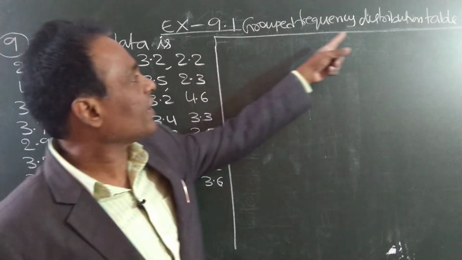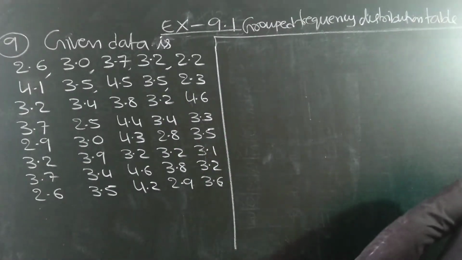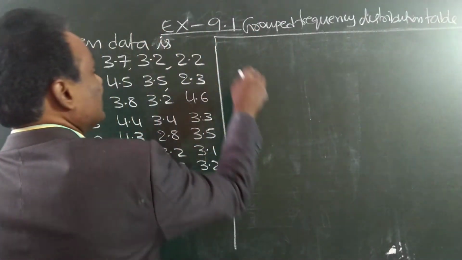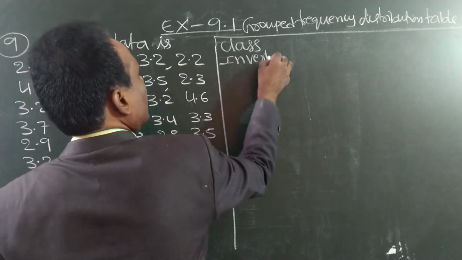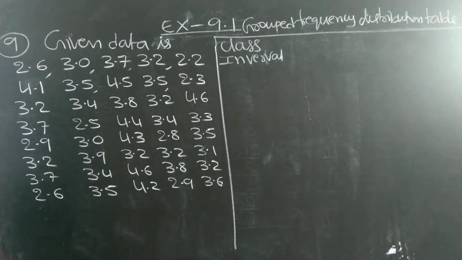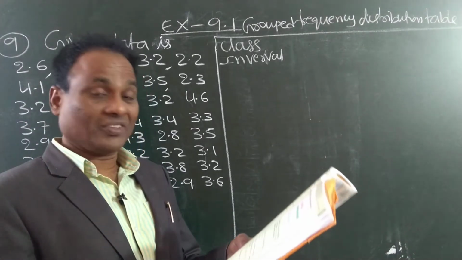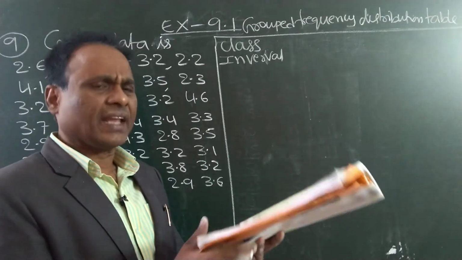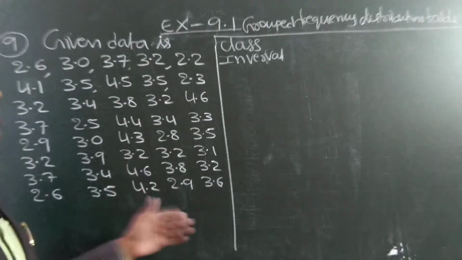Write: the grouped frequency distribution table for the given data is. Then you start the procedure. For that, what do we require? Class intervals we require, tally marks and frequency. Class intervals, how to choose? See the question. If any hint is given, you use it. Otherwise, you decide what to take, covering all the values.